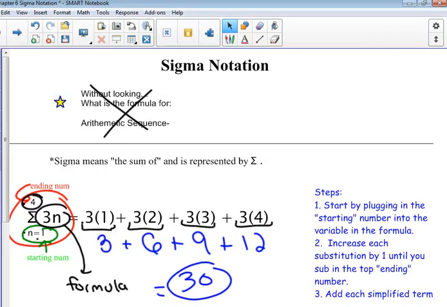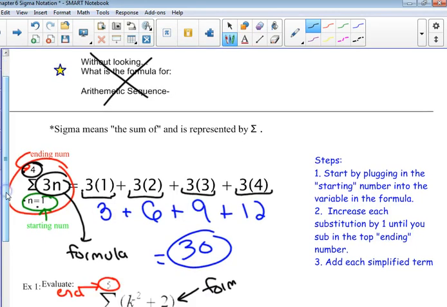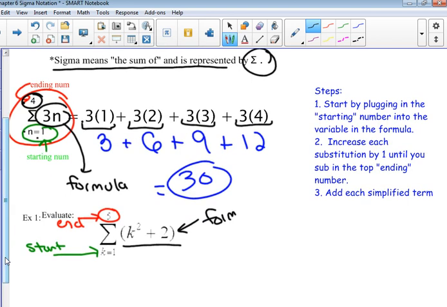So today we're going to start by talking about sigma notation. Sigma means the sum, represented by a discrete symbol. In our sigma notation, it's important that we have a starting number of 1. That's always going to be on the bottom. The ending number is going to be on the top. It's what we go up to, and then you have a formula.